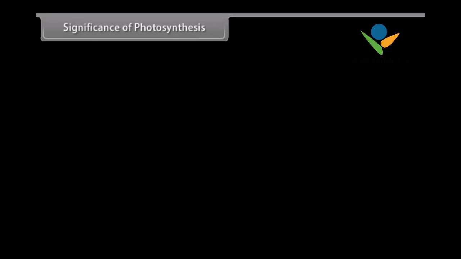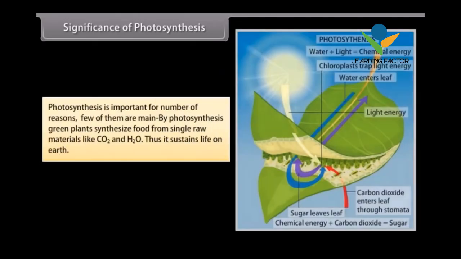Significance of photosynthesis. Photosynthesis is important for a number of reasons. A few of the main ones are these. By photosynthesis, green plants synthesize food from simple raw materials like CO2 and H2O. Thus, it sustains life on Earth.